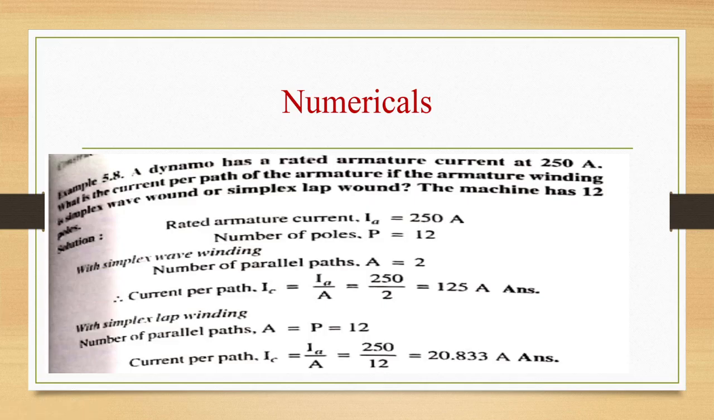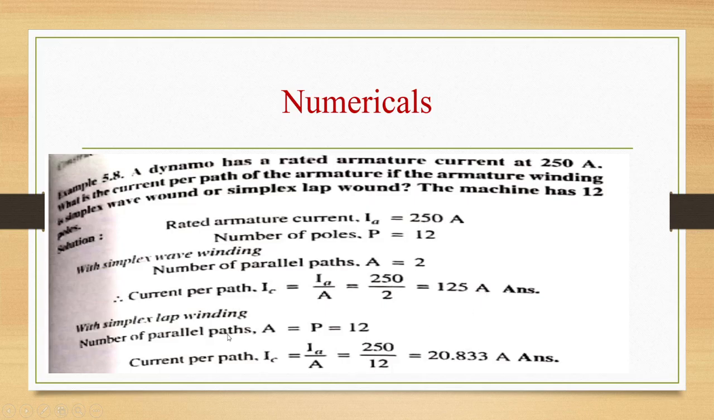Okay. Now let us see a few numericals based on this EMF equation. Very important, students. A dynamo has a rated armature current of 250 amps. What is the current per path of the armature if the armature winding is simplex wave wound or simplex lap wound? The machine has 12 poles. So rated armature current Ia is 250 amps, it is given. Number of poles is 12. For a wave winding, A is equal to 2, parallel paths equal to 2. So current per parallel path is Ia/A, that is 250/2, 125 amps.